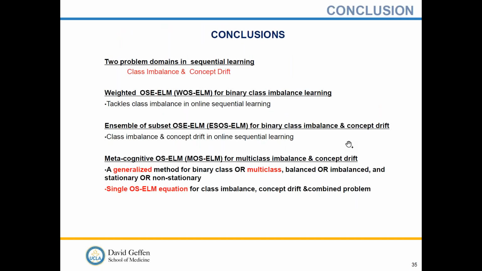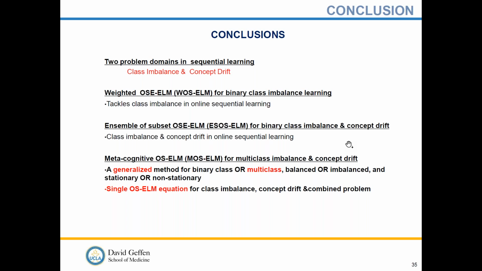So in conclusion, first I identified two main problems in sequential learning: the class imbalance problem and the concept drift problem. Then I proposed two application-specific methods. The first one is WSOS-ELM, which tackles the class imbalance problem. The second one was ESOS-ELM, which tackles the class imbalance problem and the concept drift problem. But both these methods only discuss two-class problems.